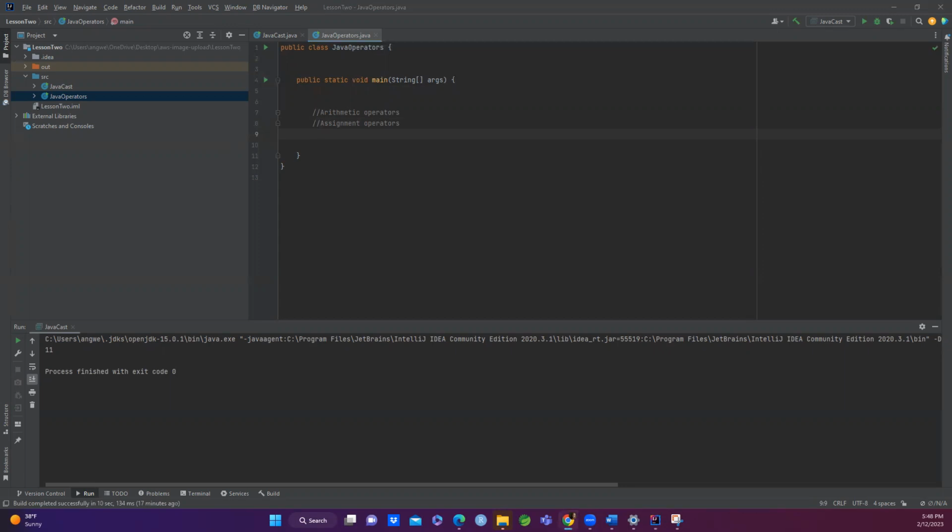And we have comparison operators. There are 4 types. Then we have comparison operators. And the last one are logical. They're called logical operators. Right, so today we are going to start with the arithmetic operators.